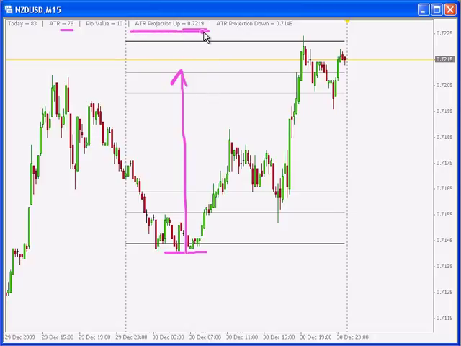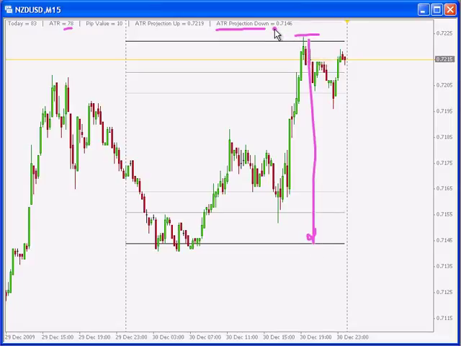Obviously, if throughout the day we found any buy opportunity, any buy entry, we would be looking to place our final target around that area. Conversely, for the average true range projection down, we pick the high for the day, project or extend 78 pips to the downside, and that takes us to 0.7146, which would be our ideal location to locate our final profit target if we were to find a short entry.